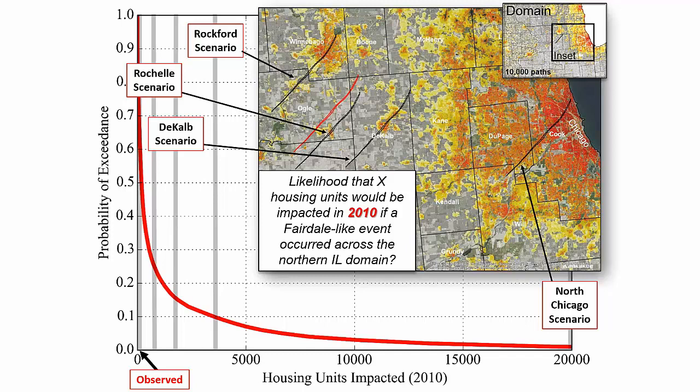So rather than move this path around, which is the impacts represented by these gray bars on the probability of exceedance, what if we took this path and simulated it 10,000 times? And that's what the red probability of exceedance curve shows.